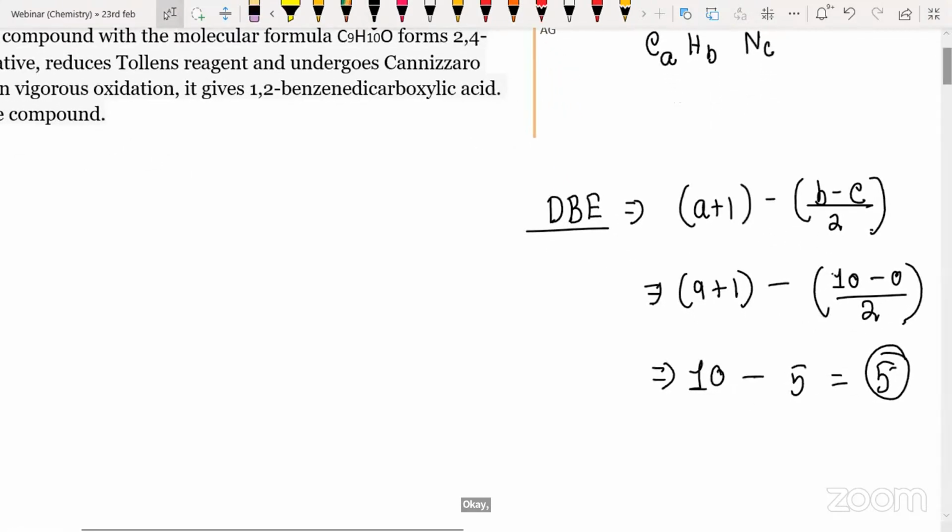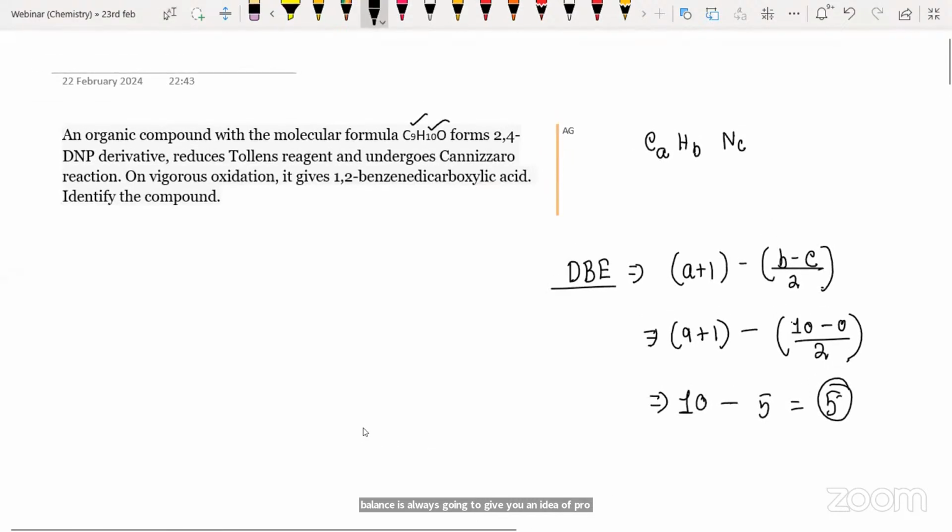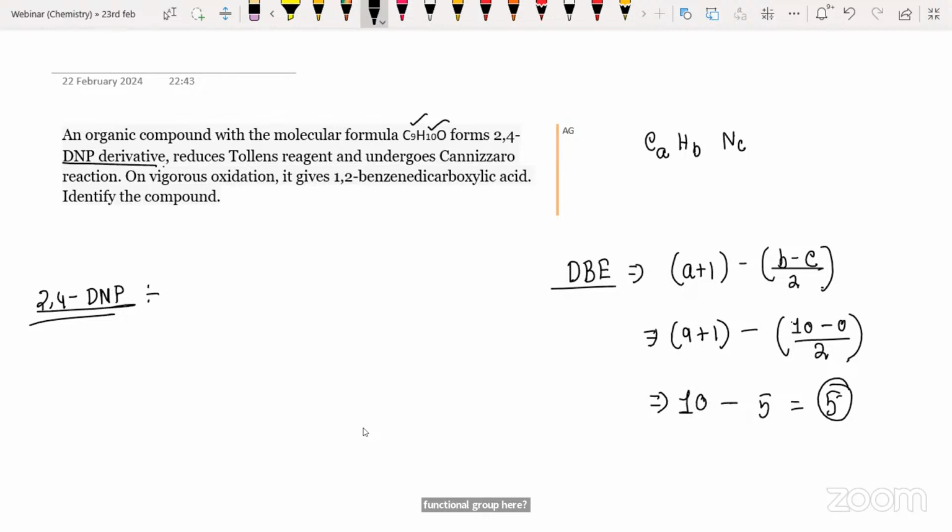Okay, now you go solve this question. This double bond equivalence is always going to give you an idea, a cross verification of your answer, whether your answer is right or wrong. That cross verification is something that you're going to get from this. Now here, it is giving you 2,4-DNP derivative. So 2,4-DNP derivative means, guys, what is this functional group here? Who gives us 2,4-DNP derivative? Come on, write it down quickly, guys. We're waiting for you.